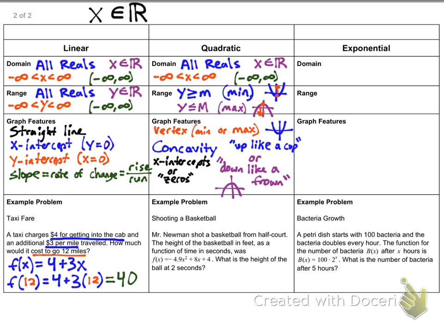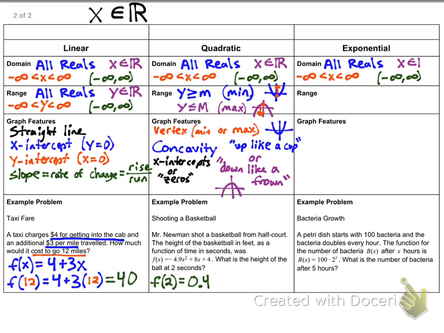All right, an example problem might be something like this. Mr. Newman shot a basketball from half court. The height of the basketball in feet as a function of time in seconds was that right there. What is the height of the ball at 2 seconds? Well, to figure it out, I'm just going to plug in 2, and you get 0.4 feet.